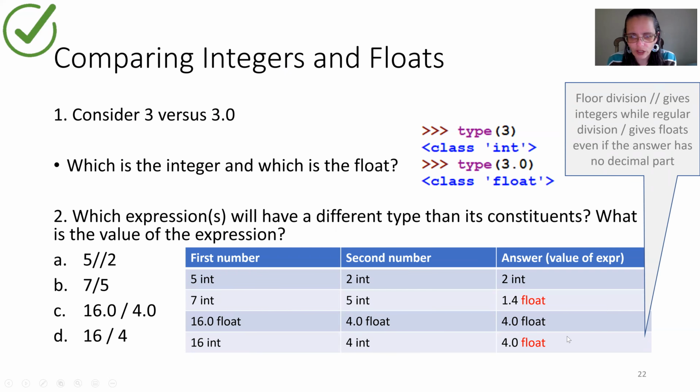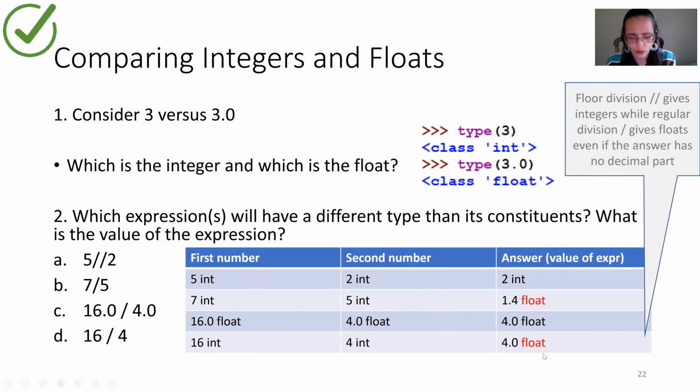Oh, the answer is 4, right? Should be an int though, because there's no decimal part. It goes in evenly 4 times, right, Professor Fair? Right? Don't be fooled, okay? Don't be fooled. Division always gives a float.